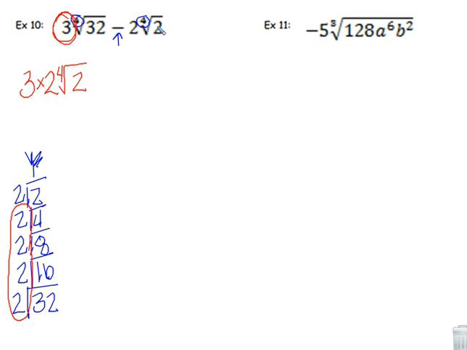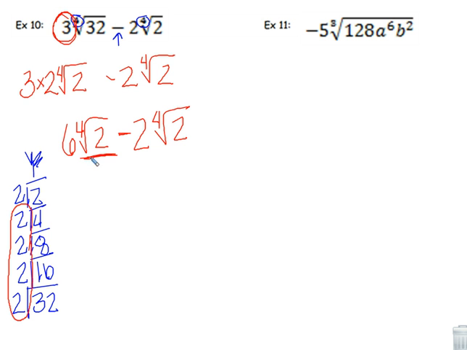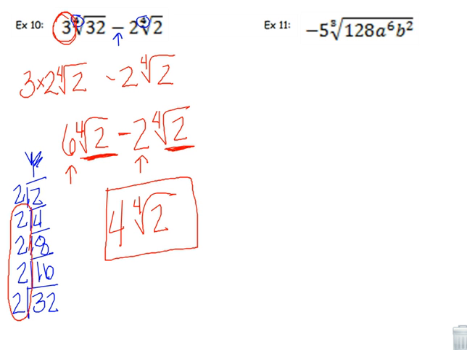Now this part, we can't really break down 2 because it's already a prime number, so we'll keep it the way it is. So the 3 that we started with times the 2 that we took out gives us 6 fourth roots of 2. And here I'm subtracting 2 fourth roots of 2. So now that they're like radicals, same number, we can add or subtract the outside numbers. So 6 minus 2 gives us 4, and we'll keep the like radical, the fourth root of 2. All right, so there's number 10.